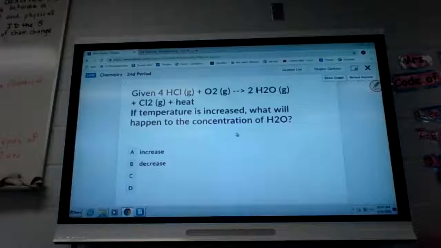Okay? So you have an equation, and I'm asking if temperature is increased. Clearly, I need to go back and take out C and D on this one and edit, because there are only 2 answer choices. If you pick C and D, there's no answer there, so you will get the answer wrong.